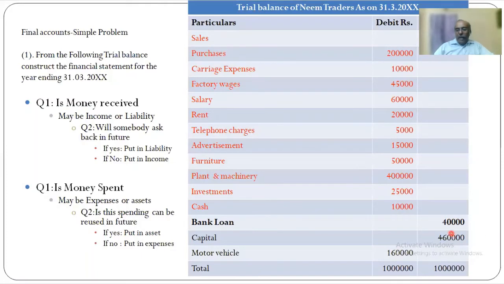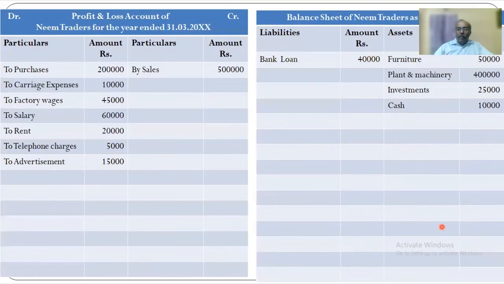Then take the next one, bank loan, 40,000 rupees. Is it money received or spent? It is received. But in this case, are we supposed to repay anything next year? Yes, we are supposed to repay in the future. If the bank person asks, we are supposed to repay the money. Since we are supposed to repay, we can't put it in the income side. So because of this, we are supposed to put it as a liability. It is a repayable item. So we are supposed to put it in the liability side of the balance sheet.